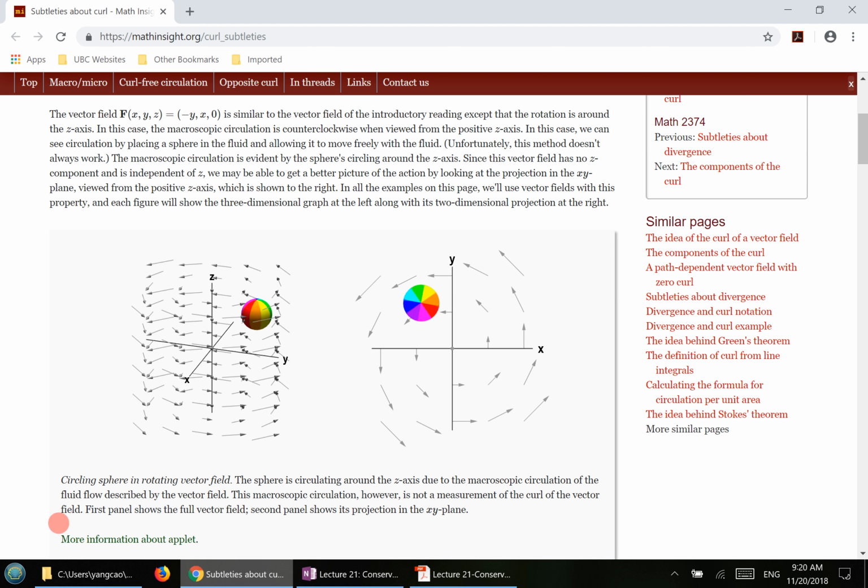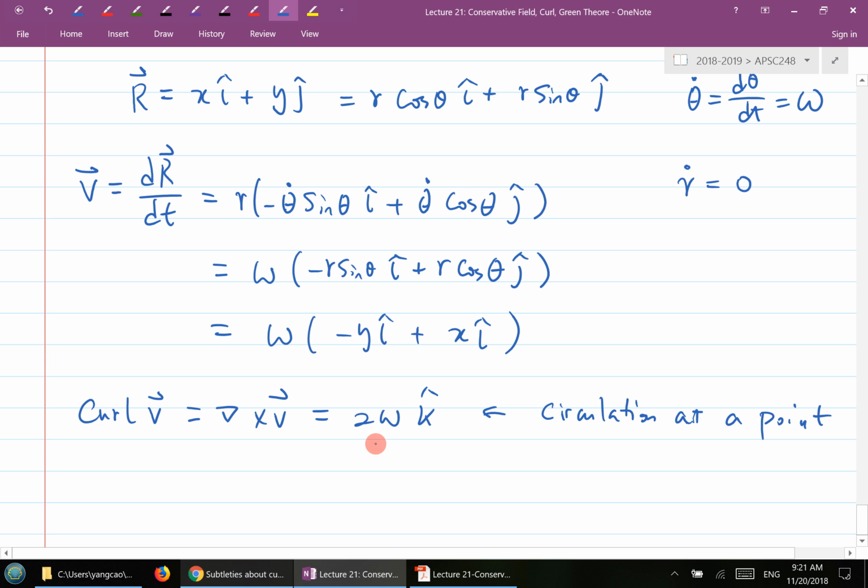If you place a ball inside this field, that ball will rotate around the z-axis. And observe what happens: the ball by itself is also doing what? Self-rotation. So there are two pieces of information here: there is a self-rotation, and there's also a macroscopic rotation. That self-rotation information is given by the curl. In this particular case, your self-rotation is actually twice the macro-rotation speed.